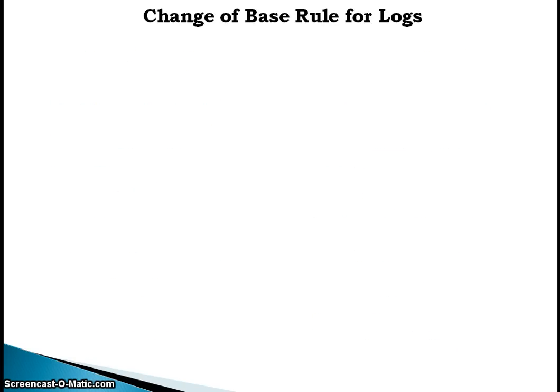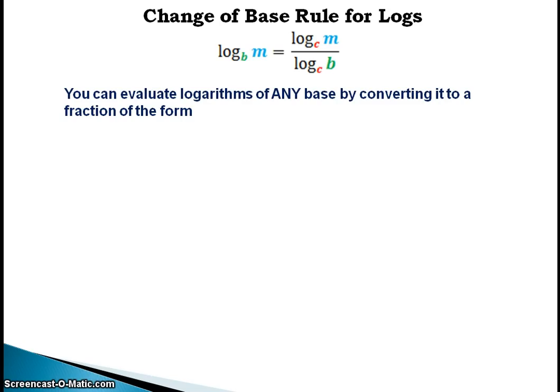Now I just have a few more things to cover with you. One is the change of base rule for logs. Now the default is base 10. But if you don't have a calculator, or if all you have is a scientific calculator or an older calculator, how do you evaluate a log that has a base other than 10? Well, you can do it by converting it into a fraction of this form: log base c of m divided by log base c of b, where c can be any base that you select. And I would advise you to always make that log base 10 because there is a log key on most calculators. And anytime you see log, it is base 10.